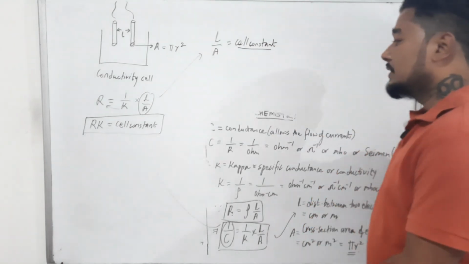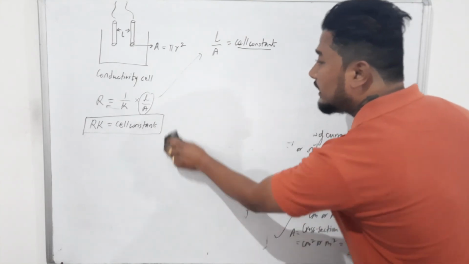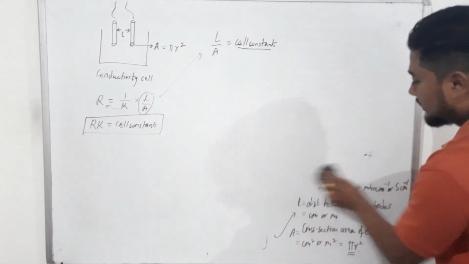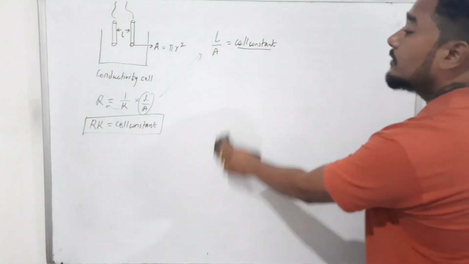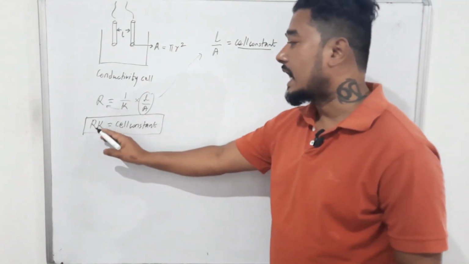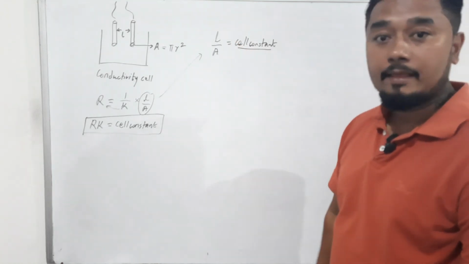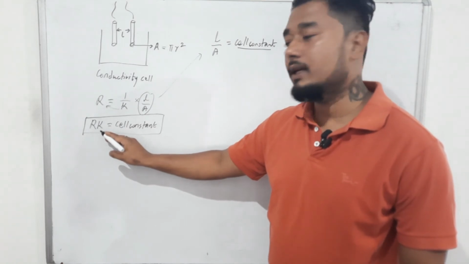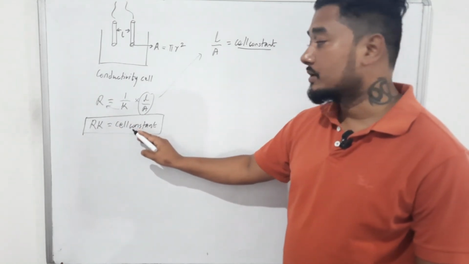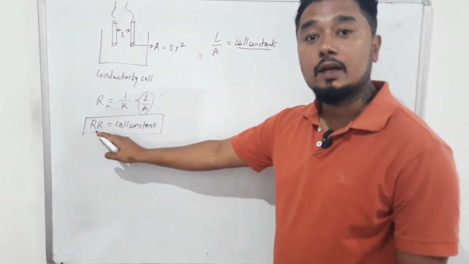So do remember, students, from here that cell constant has two formulas. One formula for cell constant is Rκ. The other formula for cell constant is L by A. Actually we should say kappa, but right now I am saying K. So cell constant means Rκ into L by A.